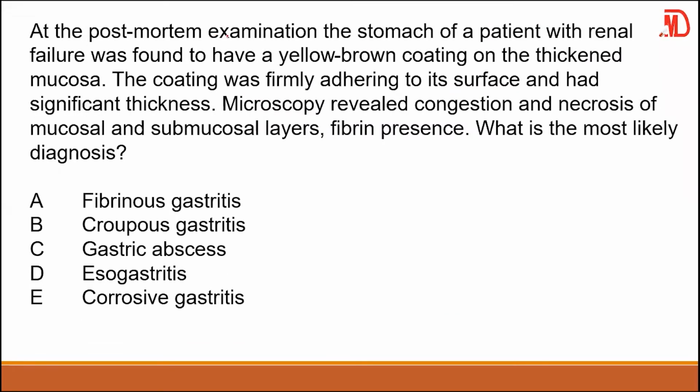At the post-mortem examination, the stomach of a patient with a renal failure was found to have a yellow-brown coating on the thickened mucosa. The coating was firmly adhering to its surface. Even before you continue, what kind of inflammation will you be looking for? Something that is firmly adhering, so that when you begin to remove it, it causes bleeding. Diphtheric, fibrinous. Diphtheric, exactly. And diphtheric is a type of fibrinous. Exactly. So now let's continue.